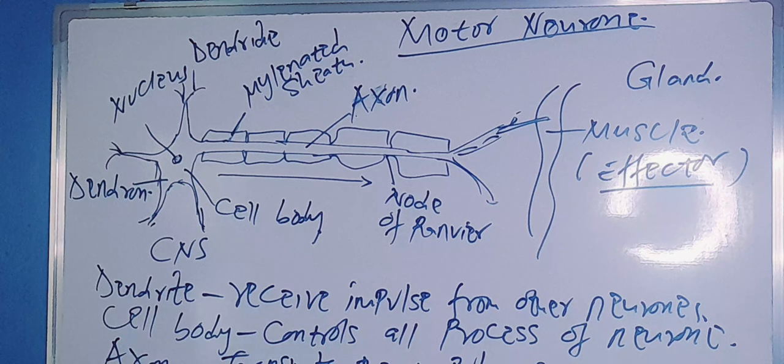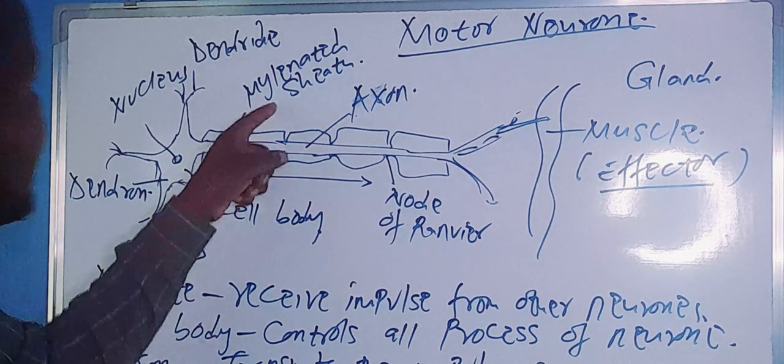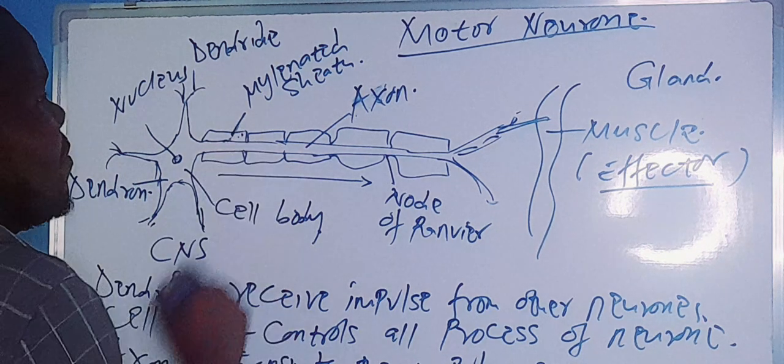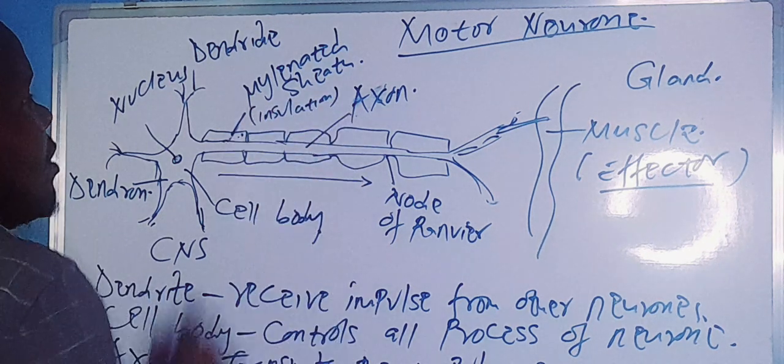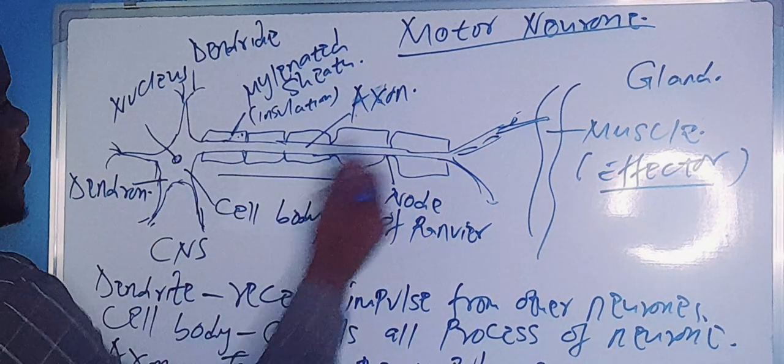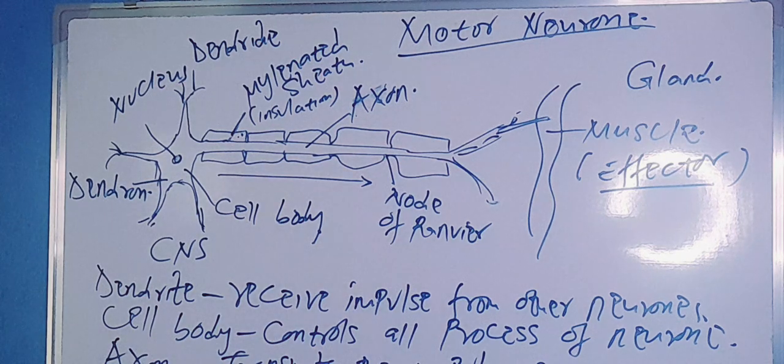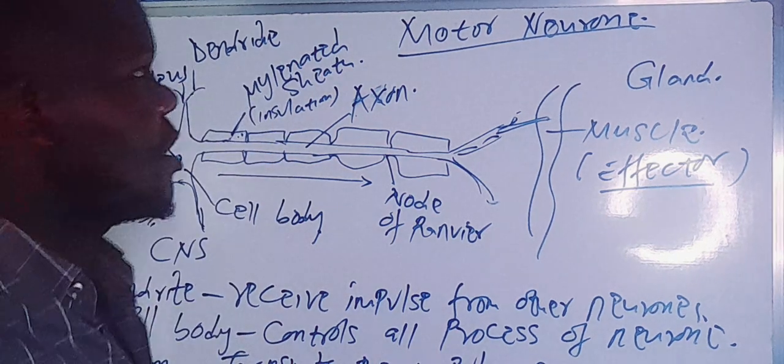Then we have the myelin sheath, and this one has fats, and it is for insulation. So we are saying our impulses will just be flowing in this manner. So this is the structure of a motor neuron.